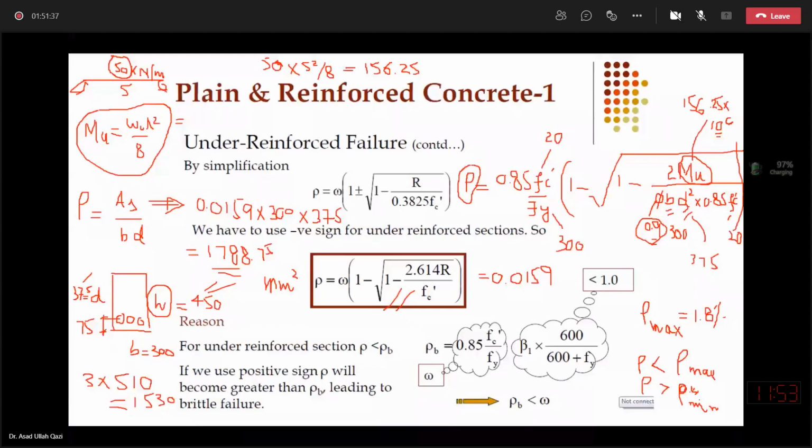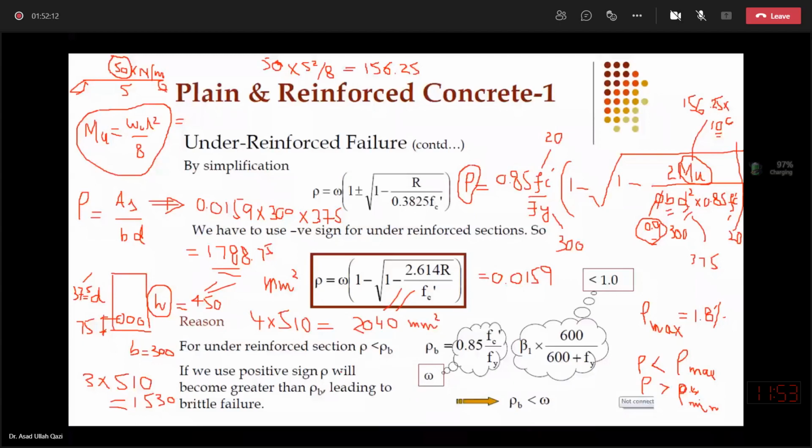If I select 4 number 25 bars, 4 into 510 is 2040, so I am overestimating against 1788. So this much round up is also not desirable.